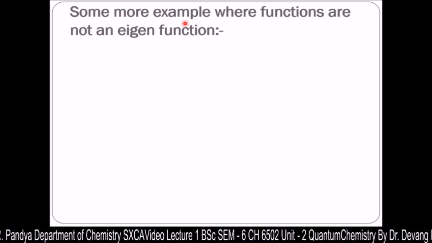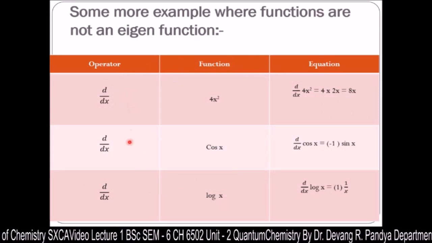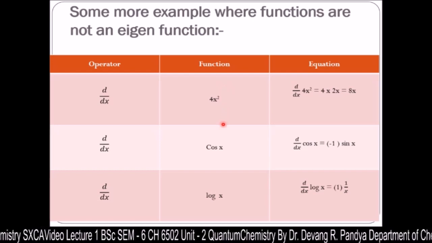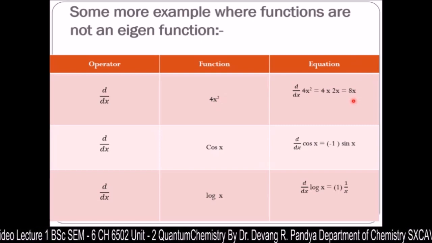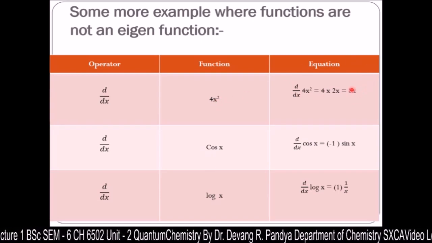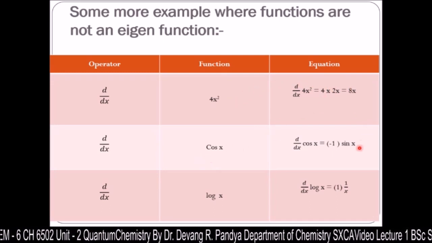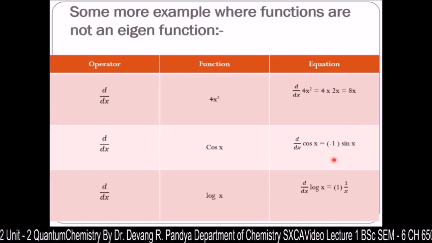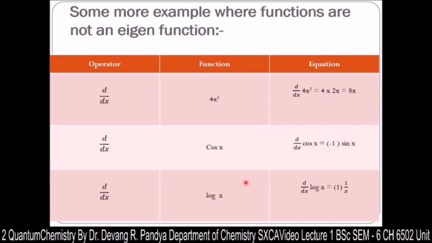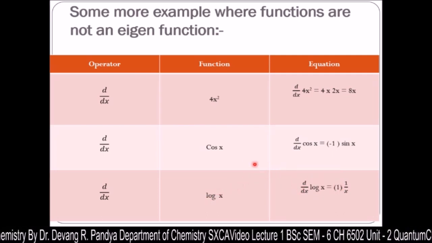Now some more examples where the functions are not eigenfunctions. Here you can see the operator is a single differentiation d/dx, and we have the functions 4x², cos x, and log x. Now 4x² converts into 8x, so the function gets changed. So there is no eigenfunction-eigenvalue relation here. Cos x converts into sin x, so here also the function gets changed. And log x converts into 1/x, so there is no eigenfunction-eigenvalue relation here as well.